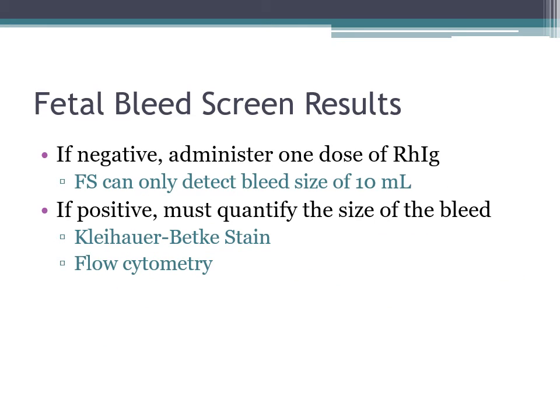If the fetal bleed screen result is negative, we're going to administer 1 dose of RhoGAM. Remember, fetal screens can only detect bleed sizes of 10 mLs. So if we have a bleed of less than 10 mLs, it's going to appear negative. We're going to give them 1 dose of RhoGAM. If it's positive, we must quantify the size of the bleed with a Kleihauer-Betke stain or flow cytometry.